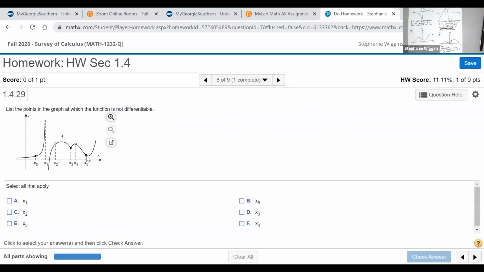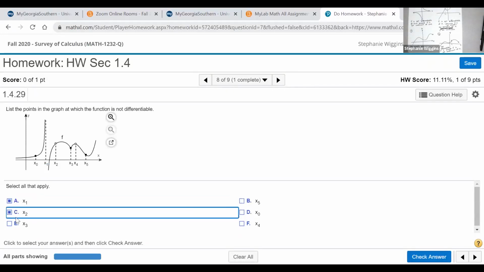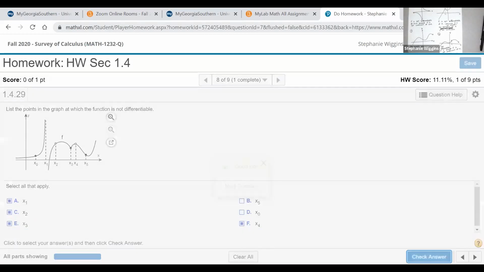Here's another problem similar to that one. Here you just check the boxes where the function is not differentiable. So this is fine, right? There's no break or hole, and it's smooth there. So this one's fine. This one's also fine. But everything else, here we have a break, here we have a hole, here we have a sharp corner, here's a hole. So 1, 2, 3, and 4 all fail the test. I'm sorry, not 1. Yeah, that's 0. 1, 2, 3, and 4. Okay, so that's how you do those problems.